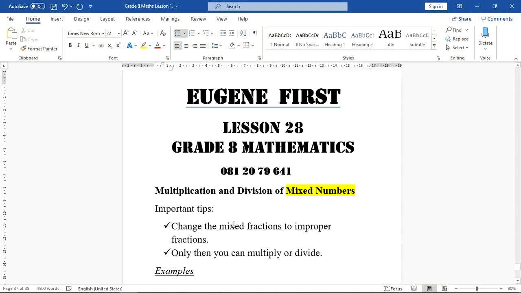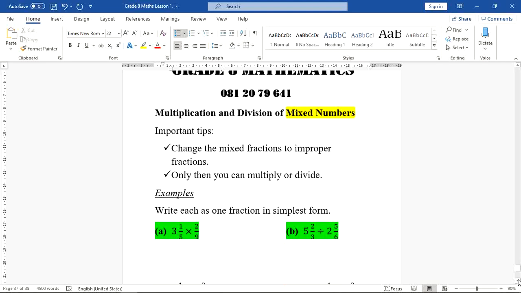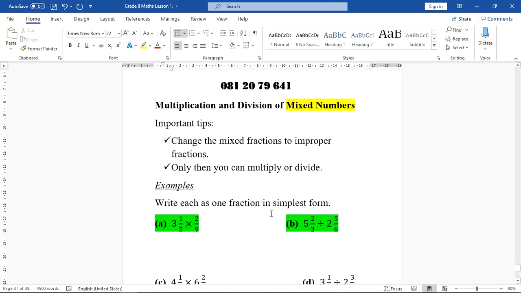Alright, so what you need to remember, when you are given mixed fractions to multiply or divide, the first thing that you need to do is make sure that you change the mixed fractions to improper fractions. Okay, so change the mixed fraction to an improper fraction. Only then can you multiply or divide. I hope that is very clear.